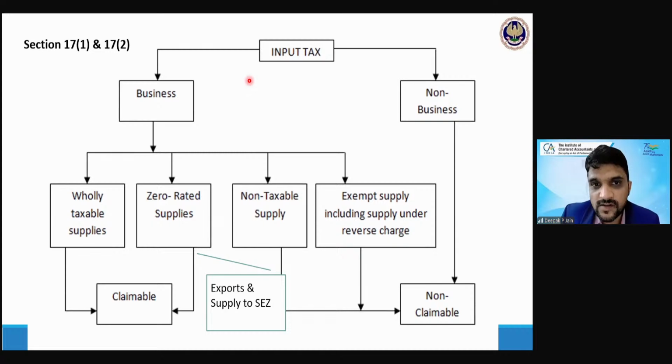Tanya, your doubt also is the same. Is it clarified? बर्डन तो नहीं है ना किसी के ऊपर. बर्डन हटाने के लिए ही एक्सपोर्ट को जीरो रेटेड कहा गया है.